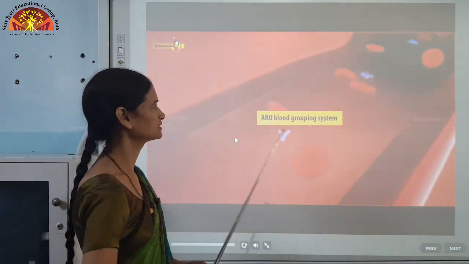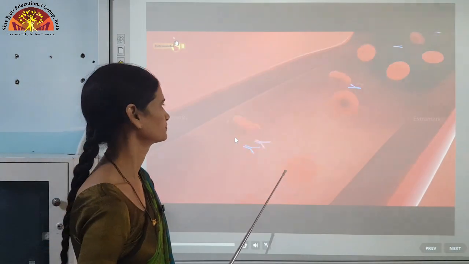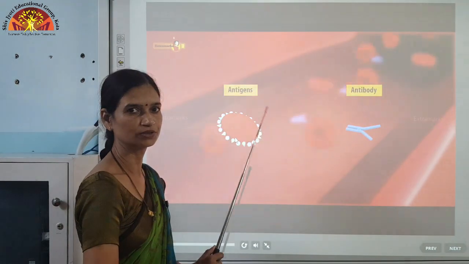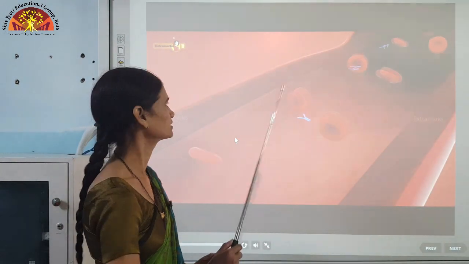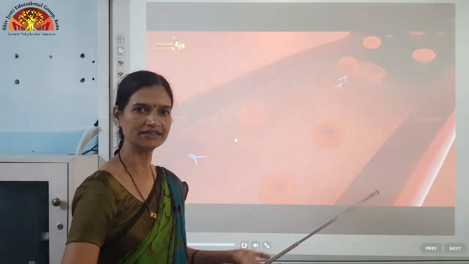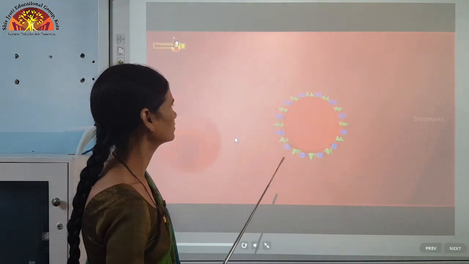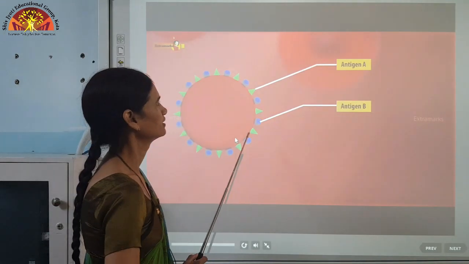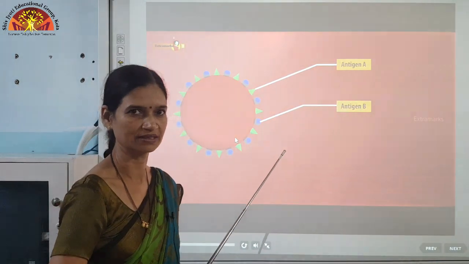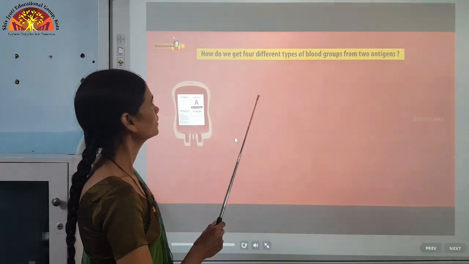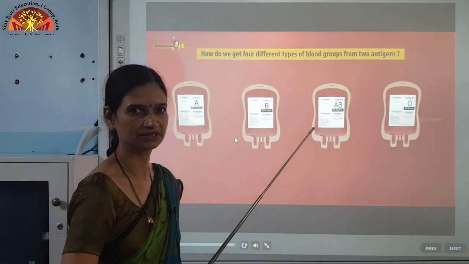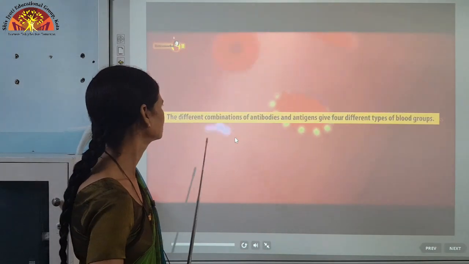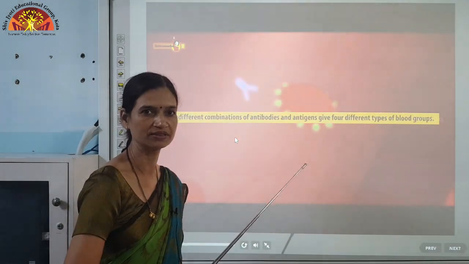तो now we'll start with the ABO blood grouping system. As you know children, the blood groups, as I told you, RBC और plasma में, ठीक है, there are antigens and antibodies present. तो when we talk about this is the RBC, RBC में antigen A and antigen B present हो सकता है, ठीक है. Now how do we get 4 different blood groups? कैसे हमें मिलेंगे? तो A, B, AB and O. Let's understand by this the different combinations of antibodies and antigens.